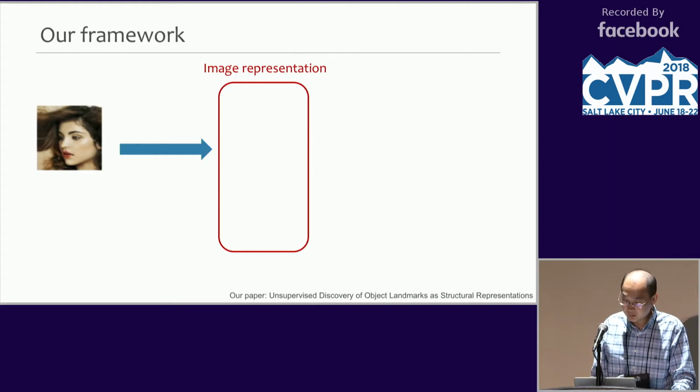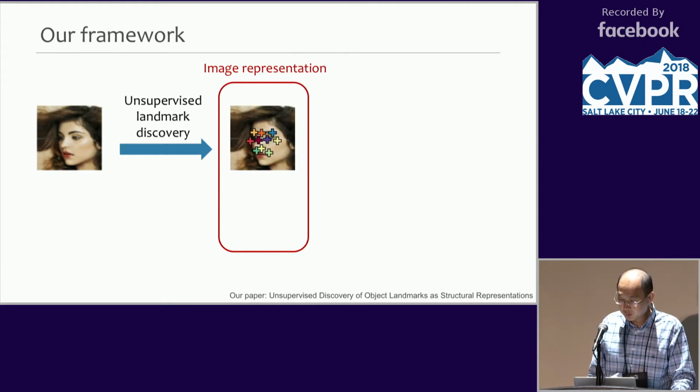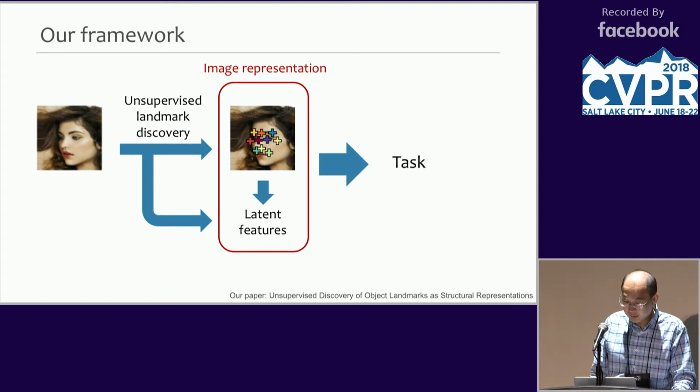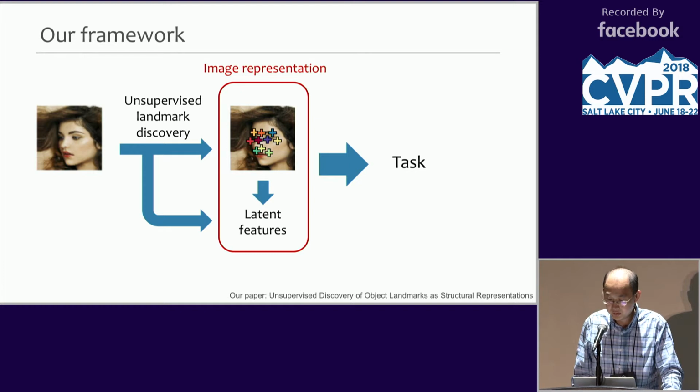To extract the representation of an object, we propose a model to discover the landmarks as a structural component. Our model can also extract additional latent features based on the landmark locations, making the representation more informative about the object appearance. Taking the representation as an intermediate step of a bigger pipeline, we can optimize the landmarks and latent features for a downstream task.